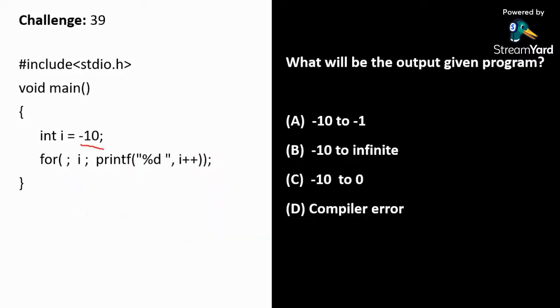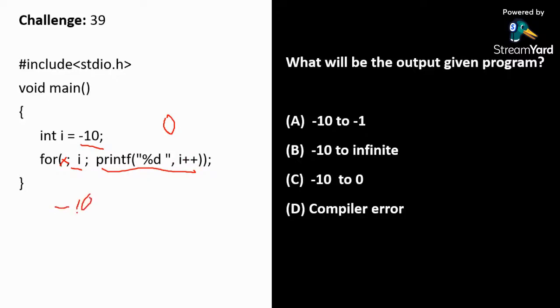So initially the value of I is minus 10. There's no initialization. This is a condition. Instead of incrementation, I have a printf which is doing the increment for me. So the condition will become false when the I value becomes 0 because 0 is false always. Anything apart from 0 is true. So initially I value is minus 10. So minus 10 gets printed. After that, it is post increment.